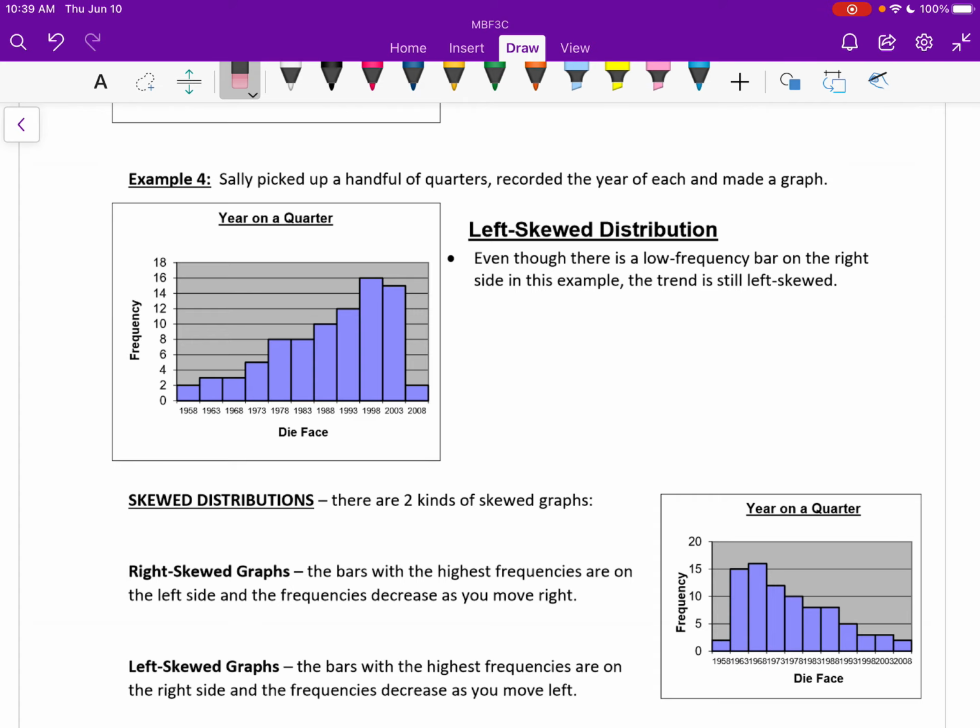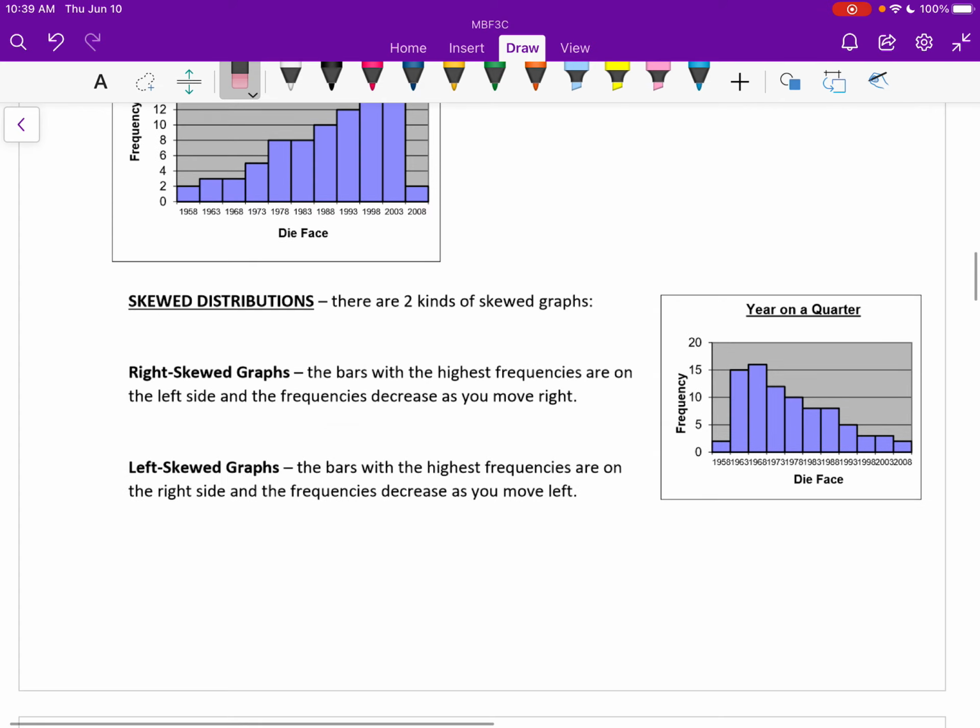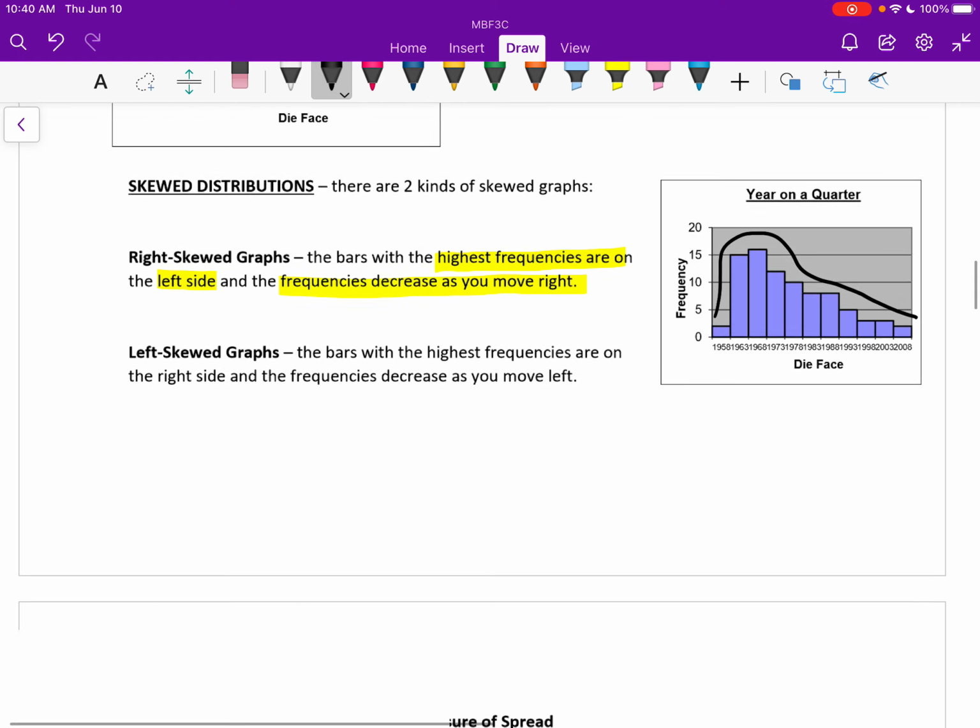On the flip side, we can have right skewed graphs where the bars of the highest frequencies are on the left side and the frequencies decrease as you move right. So this is like a mound that's kind of leaning left instead of leaning right. So that's just what it means. Left skewed and right skewed just means that one leans left, one leans right.